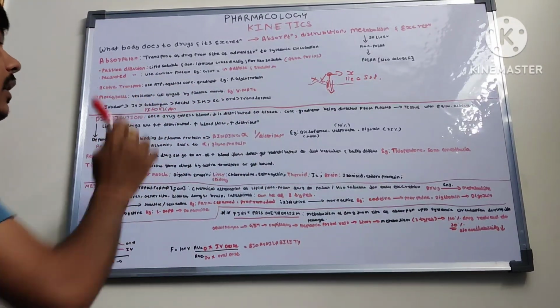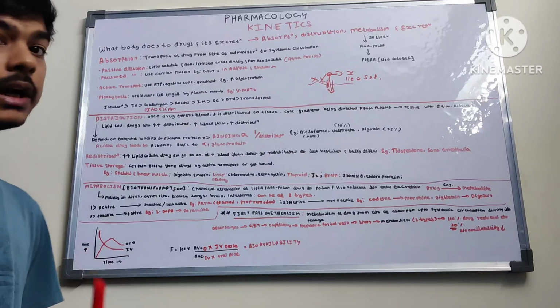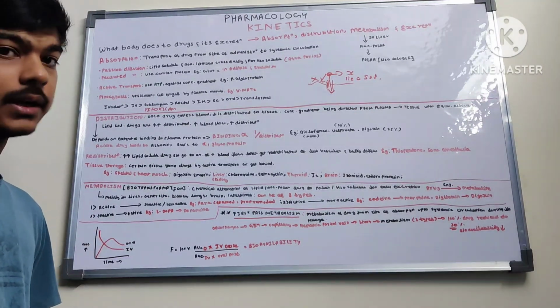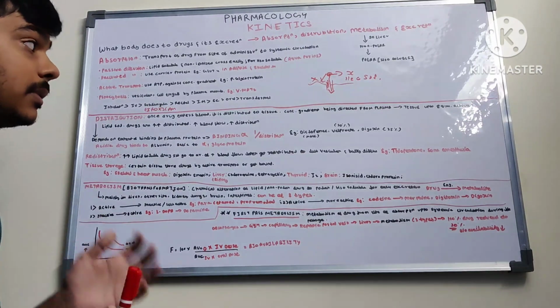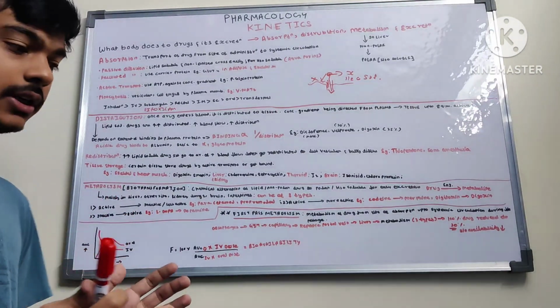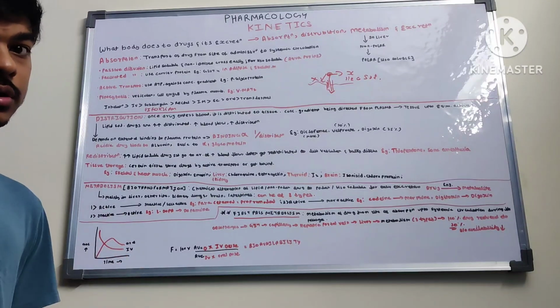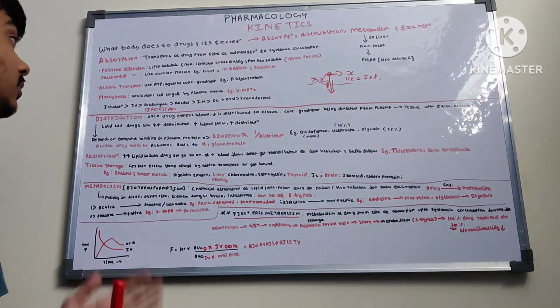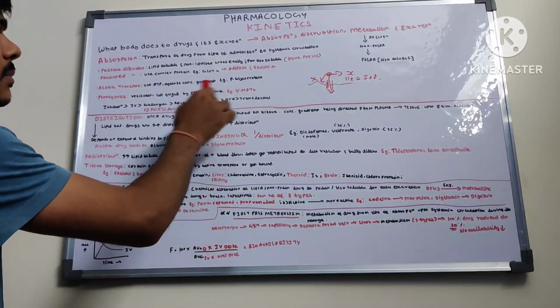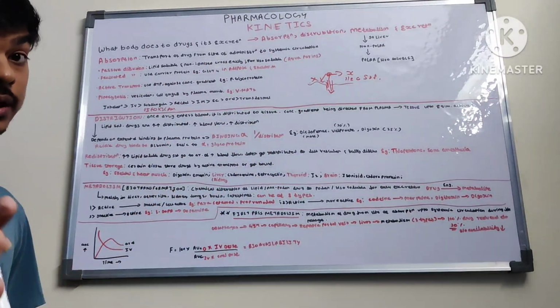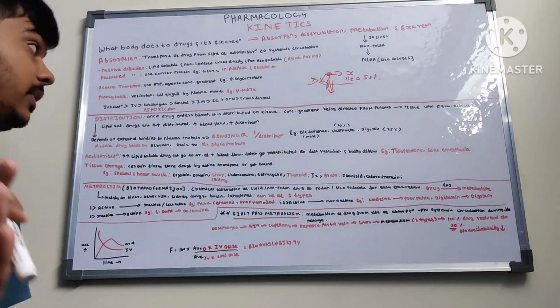Next we come to active transport. In active transport, first of all we need ATP, energy is required, and the transport is against the concentration gradient. Like how we studied in diffusion, that was from high to low. Here the transport takes place from low to high. One of the examples is P-glycoprotein. These help in the transport, but they require ATP.